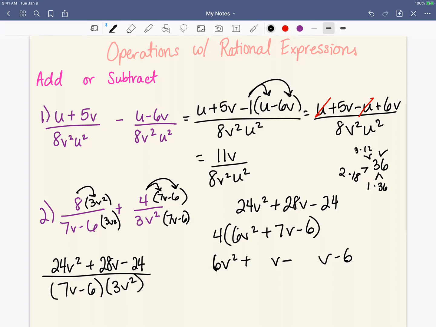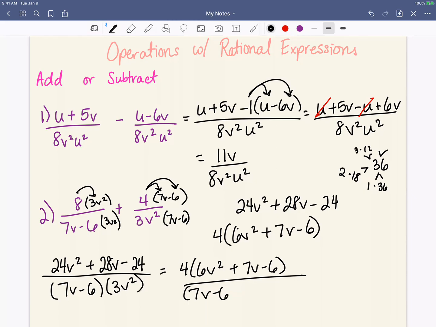So actually, when I try to simplify this, I can't go past this simplification. So that leaves my answers. You can even leave it as that, or as the 6v squared plus 7v minus 6. So if there's nothing else you can factor, then that's just your final answer. Nothing else you can do there.